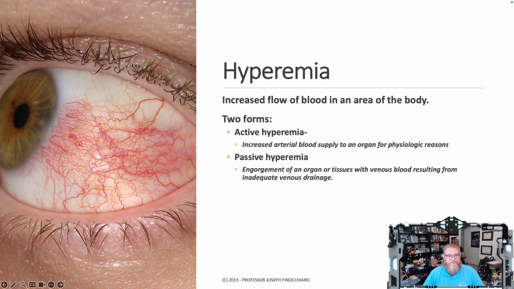Moving onward, we have hyperemia, which is an increased flow of blood to an area of the body, and there are two forms. There is active hyperemia, which is an increased arterial blood supply to an organ for physiologic reasons, and there is passive hyperemia, which is engorgement of an organ or tissue with venous blood resulting from inadequate venous drainage.